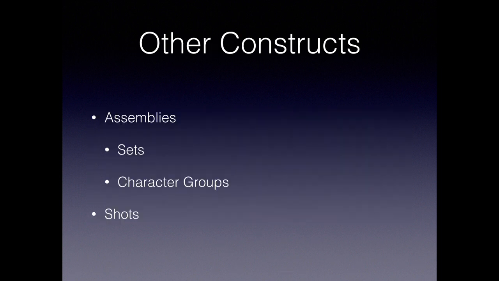So we talked about component model structure at Pixar. Let's talk a little bit about some other constructs. Some other constructs you might have are assemblies, and in particular, you might have two types of assemblies, sets and character groups, as well as we'll talk about shot structure once we have assemblies down.